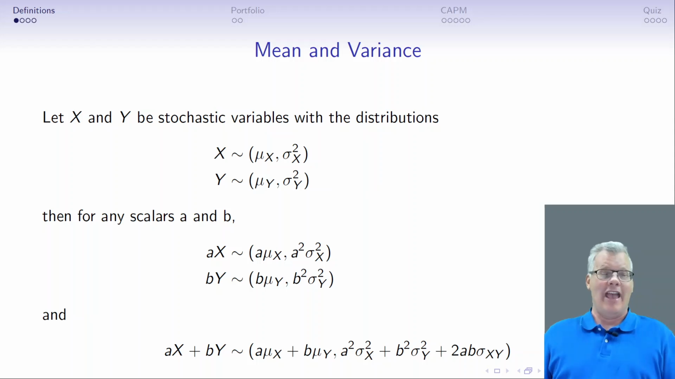And as a further result, this is a little more formal explanation of this result that I kind of threw out at you in the previous chapter, chapter 12. ax plus by is distributed with the mean a mu x plus b mu y, and its variance is a squared times the variance of x plus b squared times the variance of y plus 2ab times the covariance of x and y.